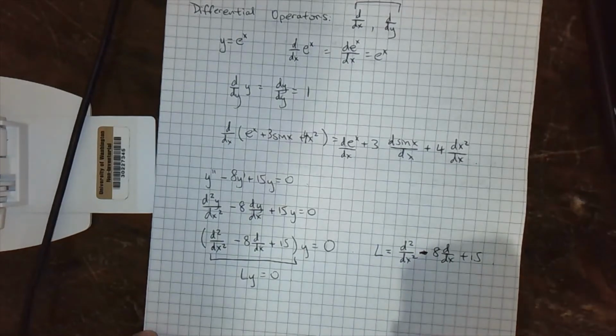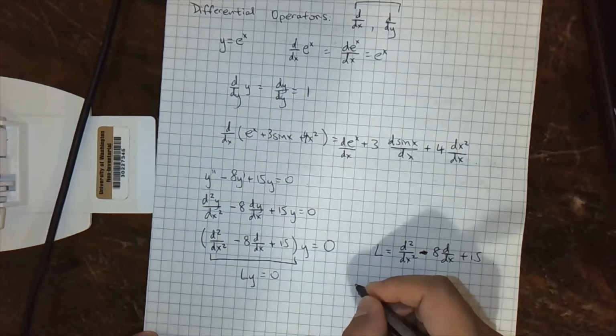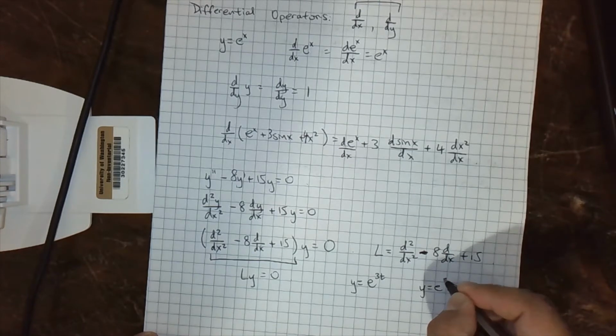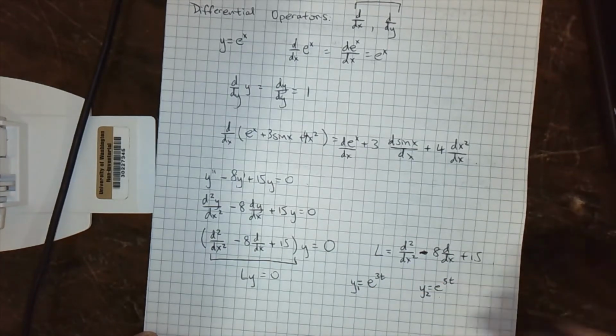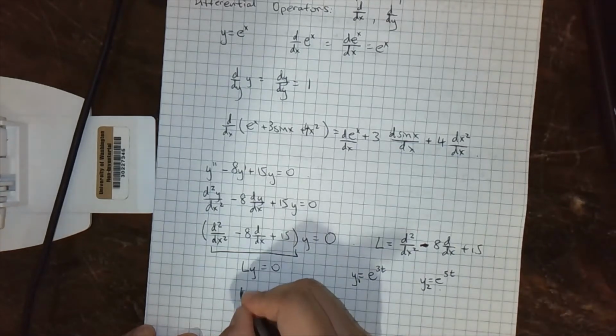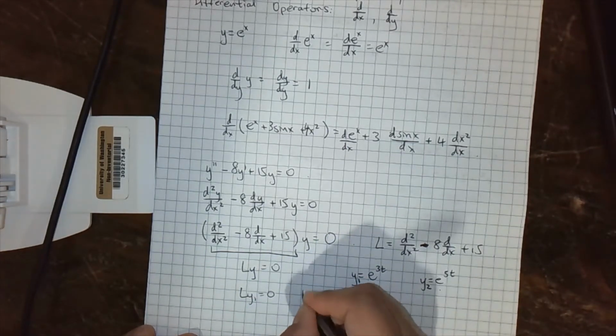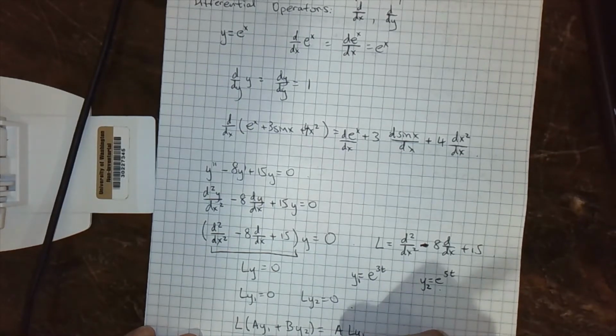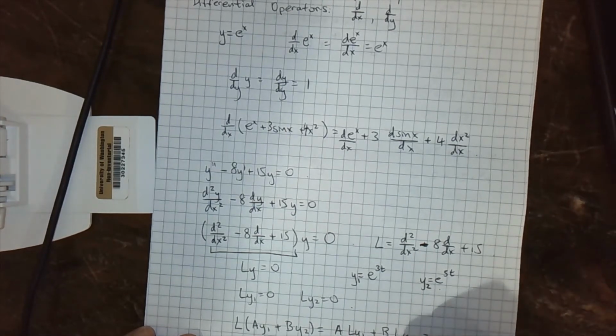Why do we care? Because we had our previous solutions. Remember we did a guess and check, and we got y equals e to the 3t and y equals e to the 5t. Let's call these y1 and y2. Then I know that Ly1 equals 0, and Ly2 equals 0, because I started with guessing e to the rt, and I solved for r and got 2 values. But the differential operator is linear, so L of a y1 plus b y2 is going to be a times L of y1 plus b times L of y2, and each of these is 0, so this is also going to equal 0.